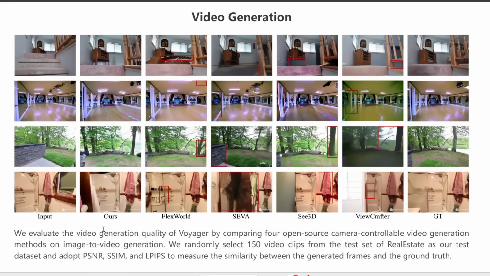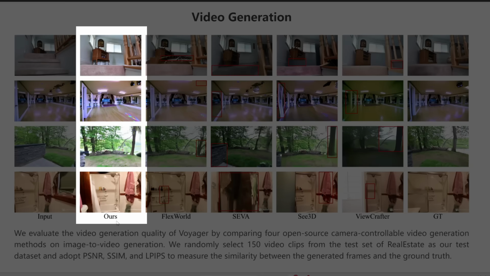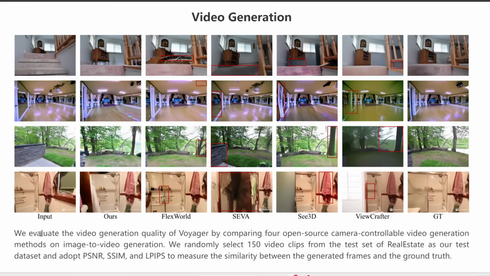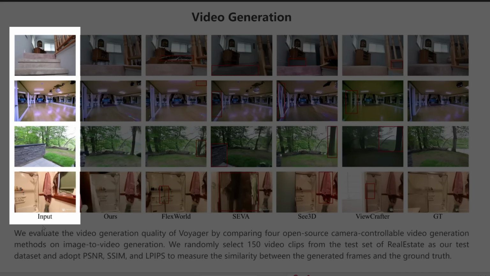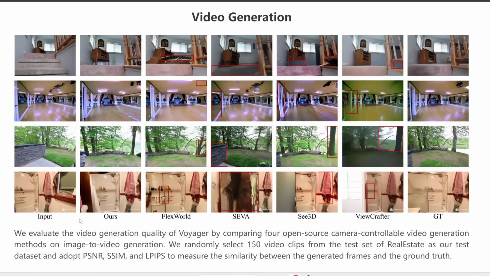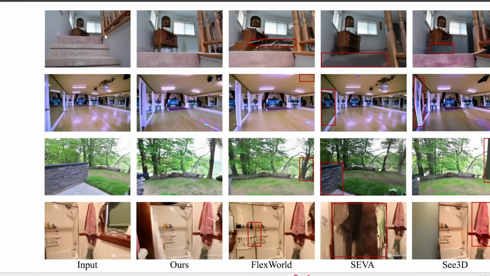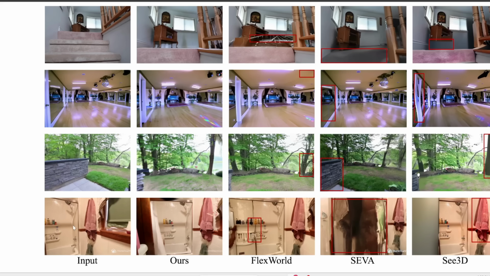So if you compare the generations from Voyager versus other similar generators, note that the leftmost column is the original input image, and then after a few frames into the video, notice that the details from the original image are preserved in Voyager. So for example, notice this painting plus this table remains the same as you move up the stairs. All the details on this wall also remain the same as you move forward. Same with all the items here, plus this shower head, plus this towel, they all remain the same as you rotate left in this scene.